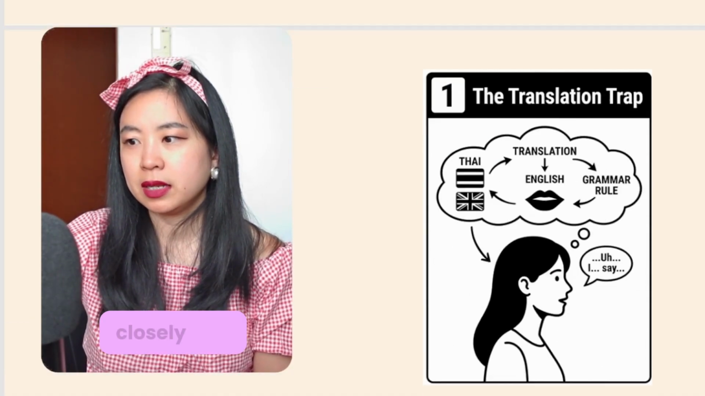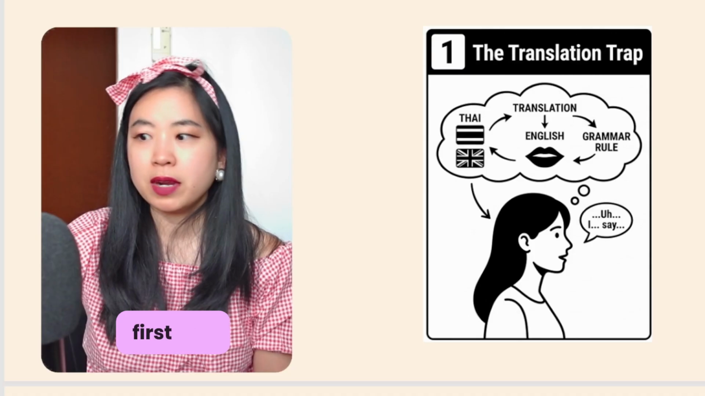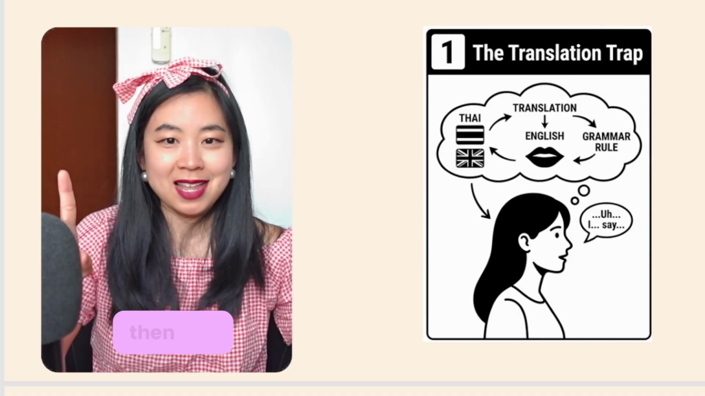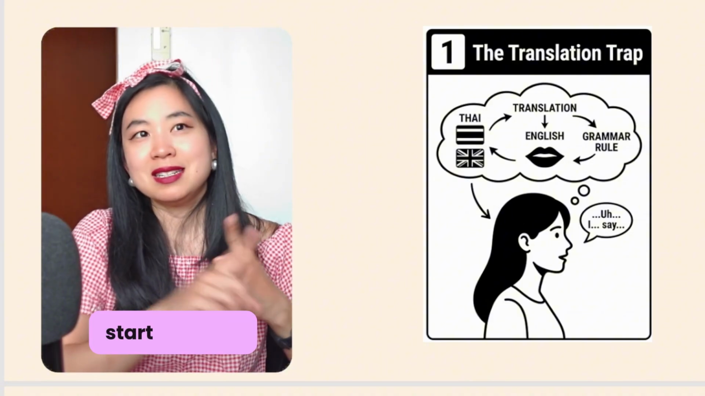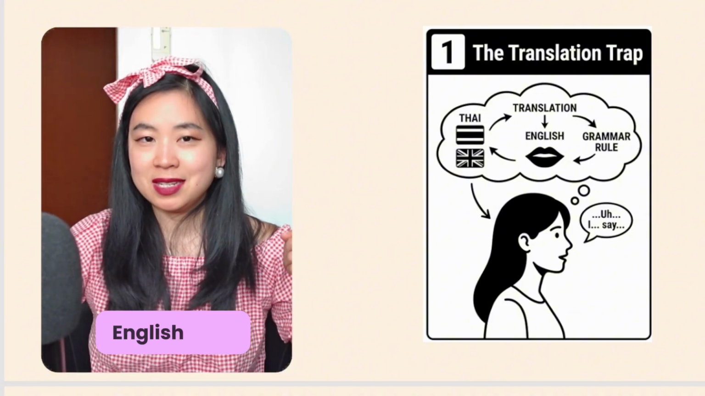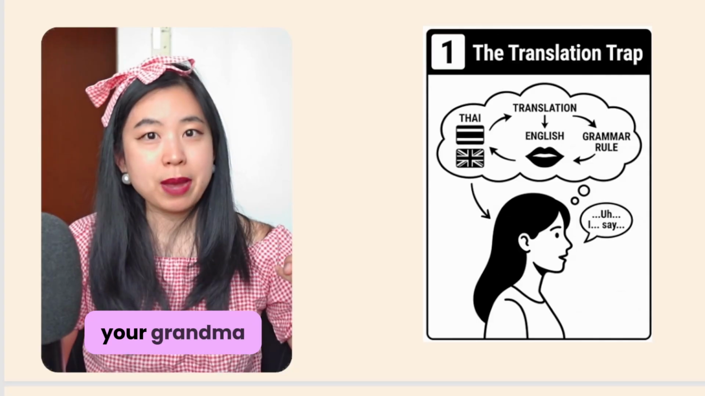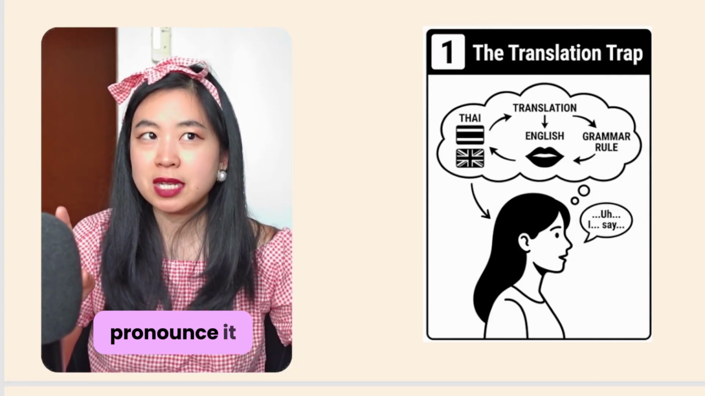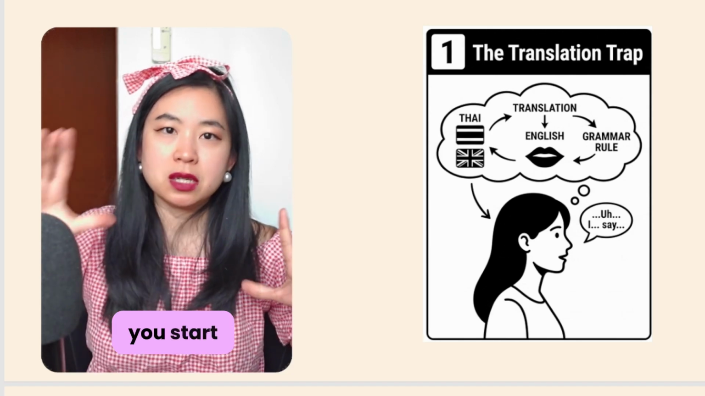Let's look at it closely. Well, first you think of the sentence in Thai. Then you start thinking it in English. Then you check your grammar. Are you using the right tense? You check vocabulary, so you're going to pronounce it correctly. And then you start speaking.